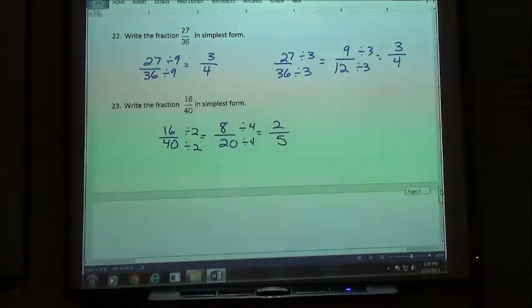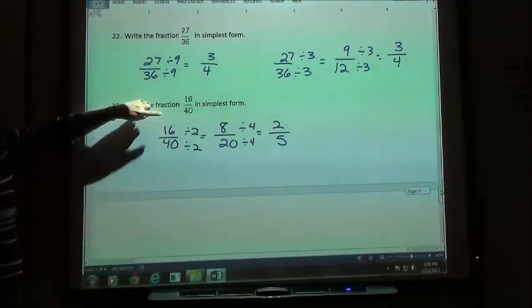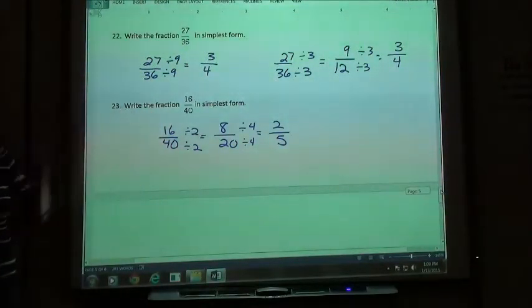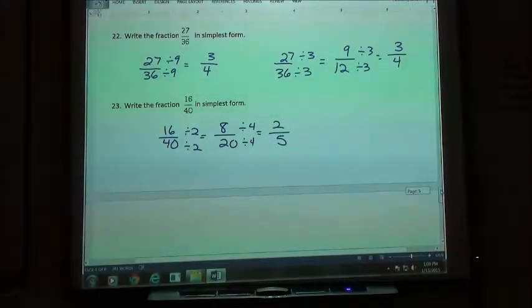2 and 5 don't have any common factors other than 1, so the answer is 2/5. Again, if you wanted to check that with your calculator, if you have the fraction button, 16 fraction 40ths, if you hit equals, your calculator should say 2/5.